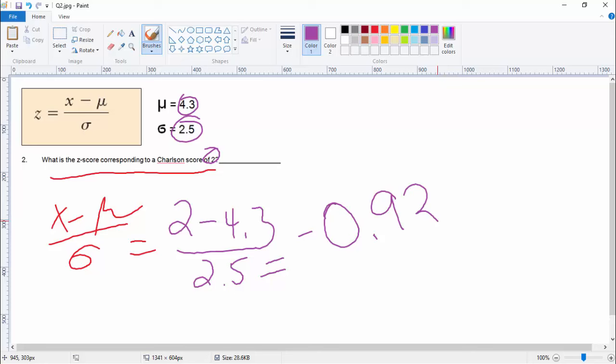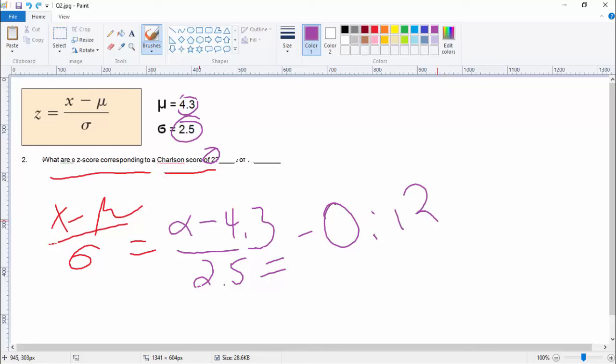The reason I make a big deal about this is you should be able to check your work on this. If the x is less than the mu, you should get a negative z. And if the x is greater than the mu, you should get a positive z.